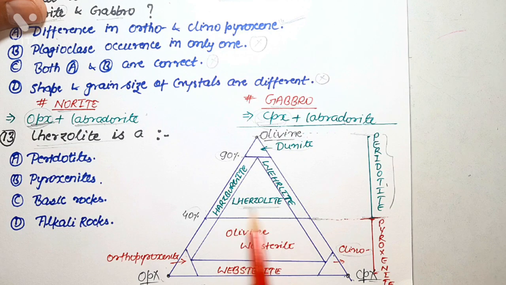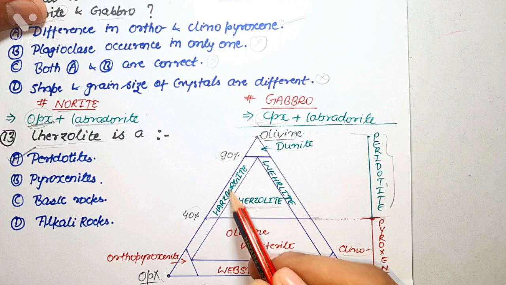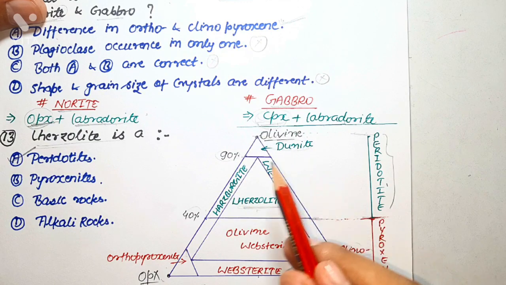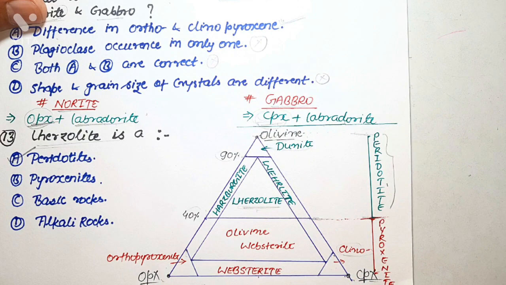So lherzolite is a peridotite. Harzburgite is also peridotite, wehrlite and dunite, these are all peridotite rocks, while orthopyroxenite, olivine websterite and clinopyroxenite, these are all pyroxenites. And here it will be olivine orthopyroxenite, and here it will be olivine clinopyroxenite. So as far as lherzolite is concerned, this is a peridotite rock. The correct answer will be peridotite.